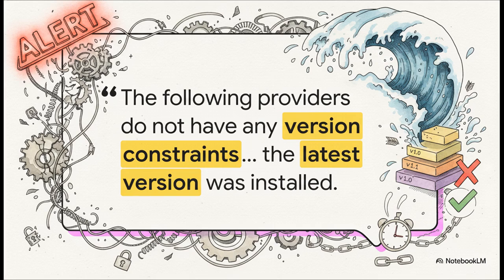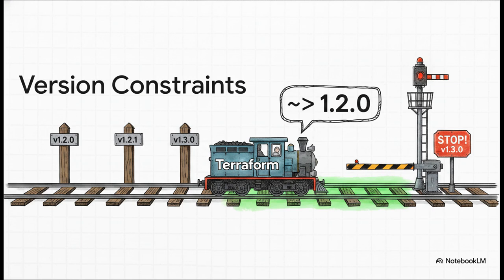By default, Terraform will just grab the latest version of a provider. The problem is, a new major version could have breaking changes that could suddenly make your perfect code fail. The fix is something called version pinning. It's super simple. You just tell Terraform exactly which provider versions are okay to use. That little squiggly arrow, the pessimistic constraint operator, is your best friend here. If you write ~> 1.2.0, it means I'm okay with any patch release, like 1.2.1, but do not upgrade me to 1.3.0. This gives you the best of both worlds, stability and security updates.